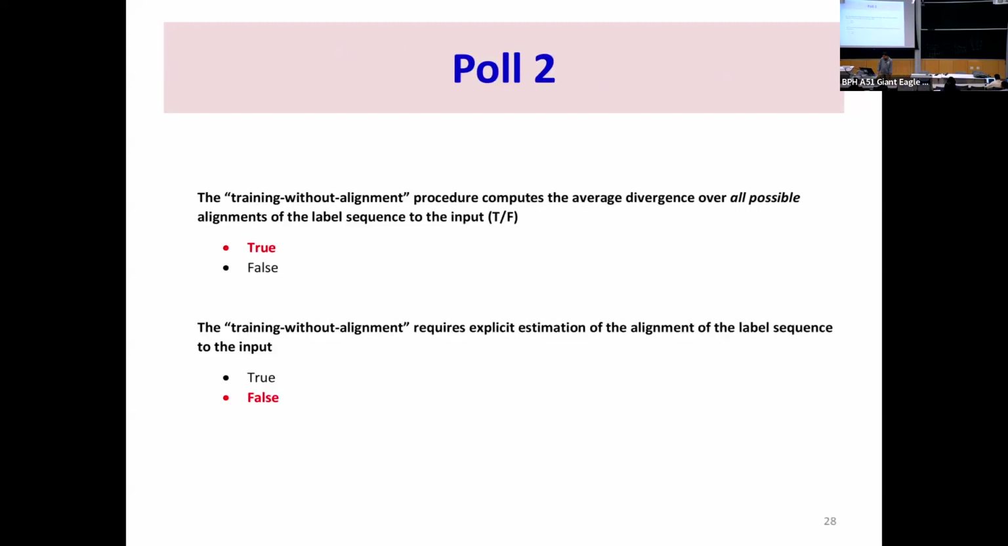So here you go. Training without alignment computes the average divergence over all possible alignments of the label sequence to the input. But then, does this actually require explicit alignment estimation of the alignment of the label sequence to the input? If I'm computing the average divergence or the expected divergence over all possible alignments, this means that I don't actually ever estimate an alignment, right? Because I'm considering every possible alignment. I'm not picking a unique alignment. And so the second one is false.